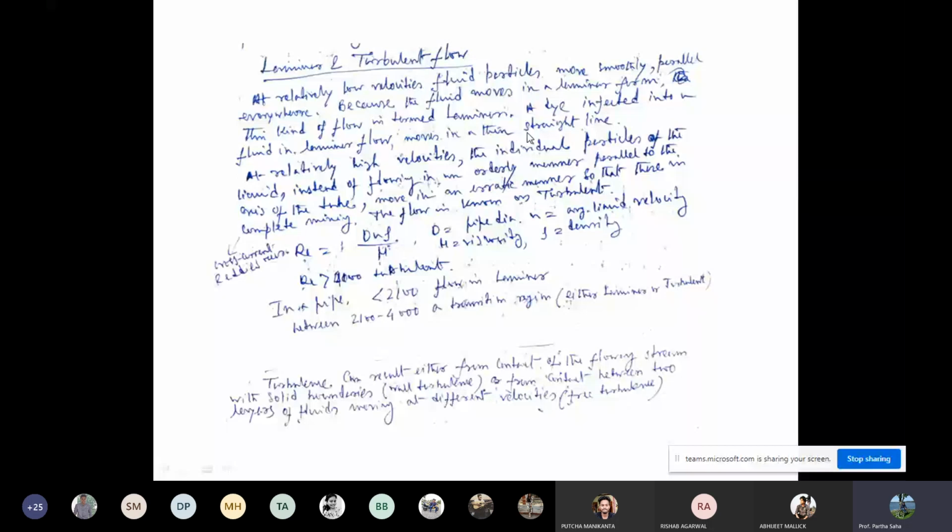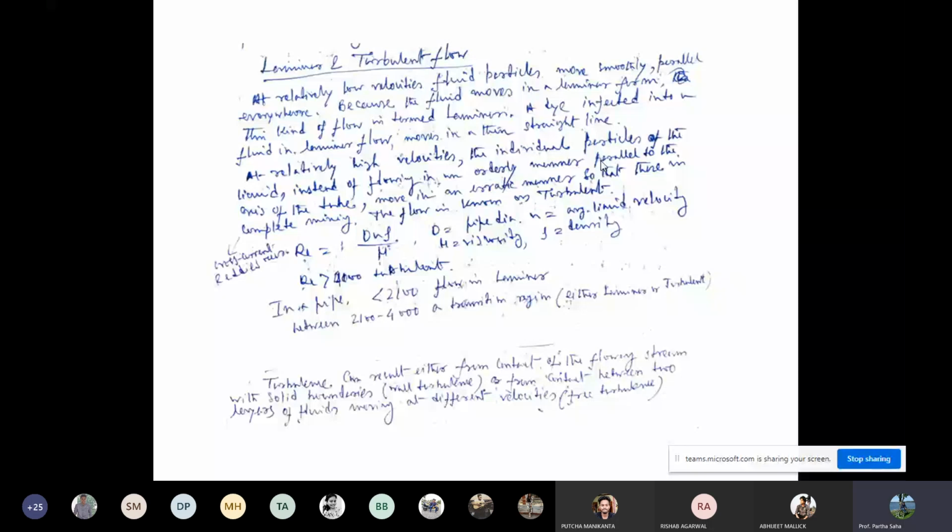But at relatively high velocity, the individual particles of the fluid, instead of flowing in an orderly manner parallel to the axis of the tube, move in an erratic manner so that there is complete mixing. Then it is called turbulent flow. Turbulent flow develops when there is mixing of the liquid, eddy current formation, vortex formation, and the velocity is not constant. So these are the criteria for turbulent flow.